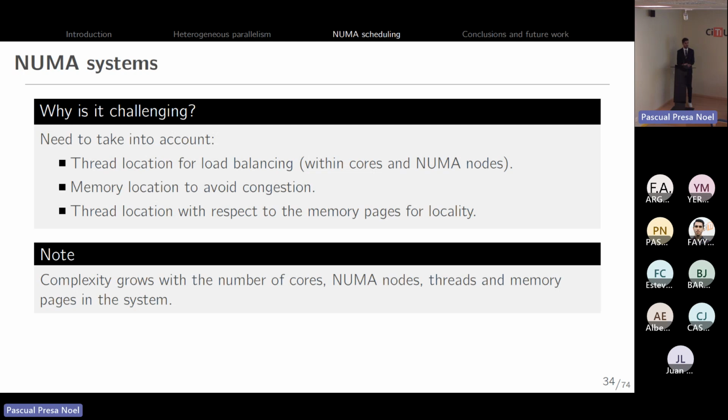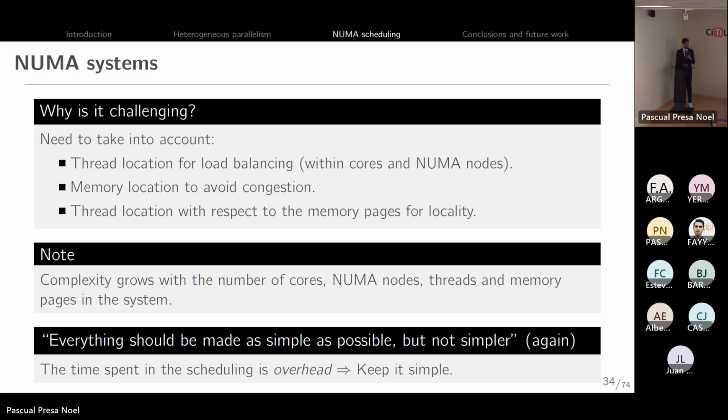We have to note that this is a combinatorial problem which grows exponentially with the number of cores in the system, the number of nodes, the number of threads in execution, and the number of memory pages. And we should remark as well that, again, all the time we spend computing the optimal mapping and the optimal way of scheduling threads and memory pages is time we are not doing actual computations, and it's overhead. So we need to keep our algorithms as simple as we can.